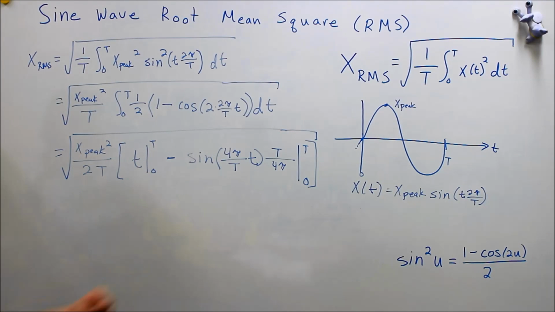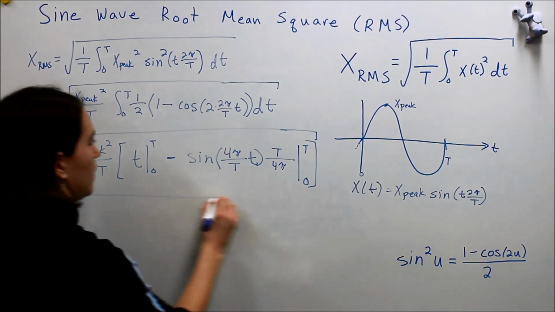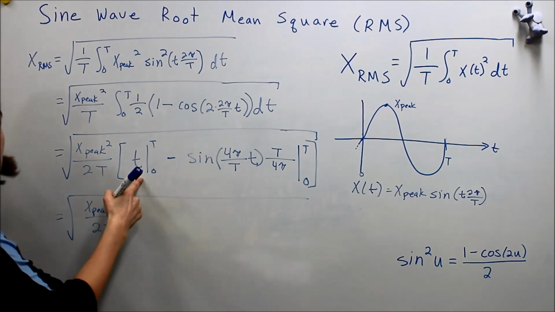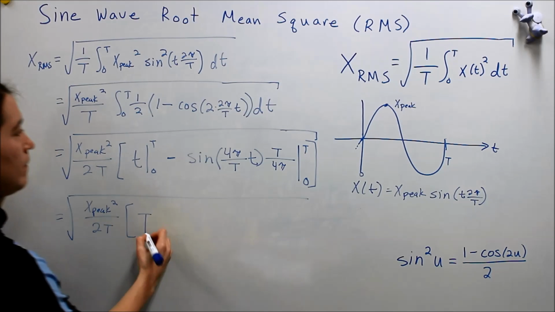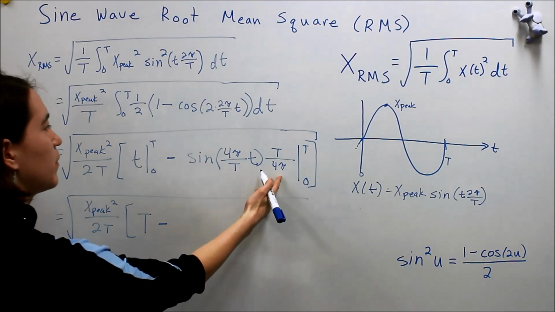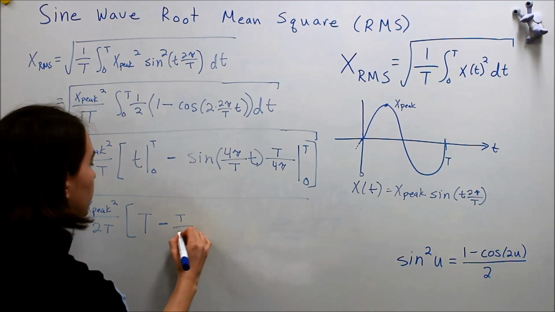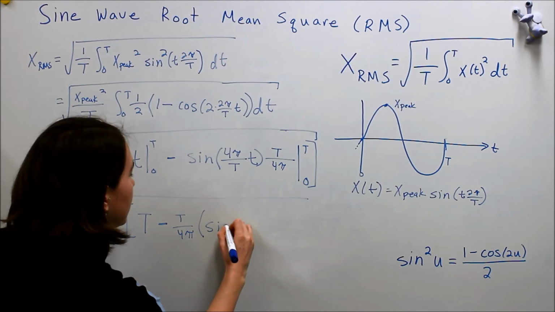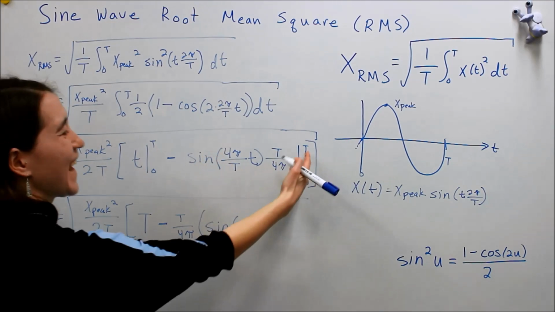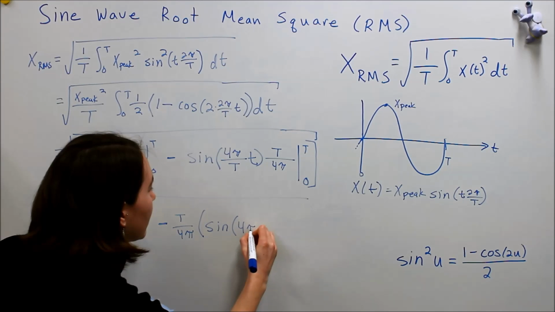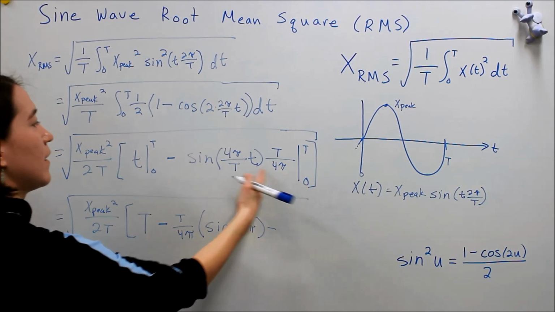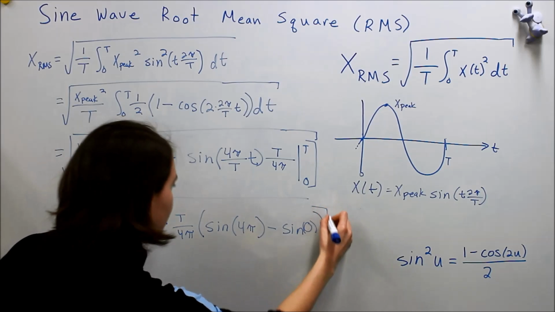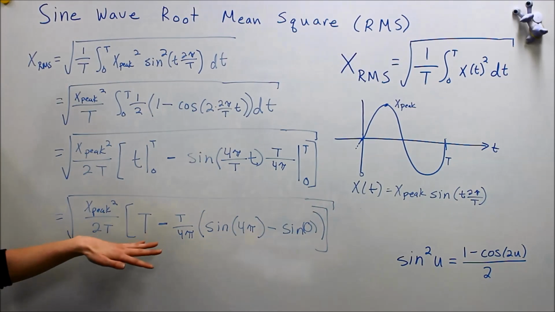Okay, so now we can evaluate these. Okay, so we have x peak here, squared over 2T. Here, we're going to get T minus 0, which is just T. And we're going to minus, I'm going to move this to the front, so we get T over 4 pi. Now we're going to evaluate the two different values of sine. So we're going to get sine. When we evaluate this at T, we're just going to get 4 pi. So we get sine of 4 pi. And then minus, we evaluate this at 0, so it's going to be sine of 0. Okay, got a lot of brackets here. Okay, so we have now this expression.